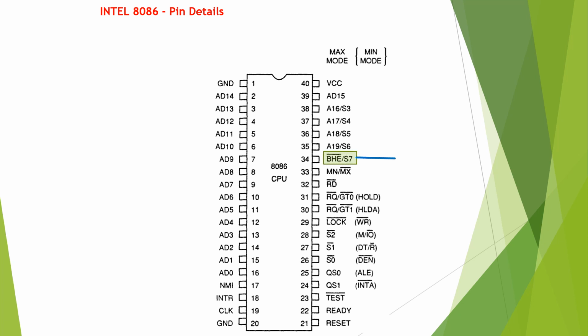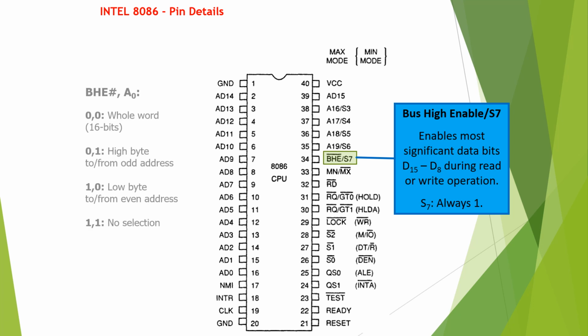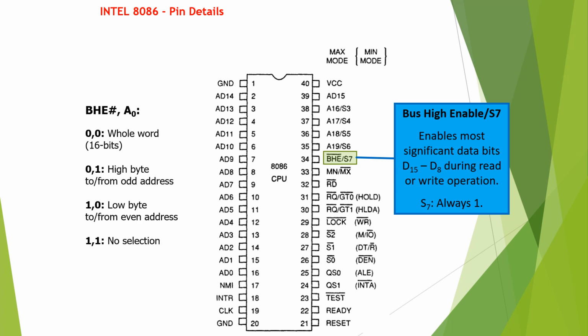The next signal is the bus high enable or the S7 signal. The bus high enable signal is used to indicate the transfer of data over the higher order data bus, that is D8 to D15 of the data bus, and it goes low for the data transfer over D15 to D8. It is used to derive the chip selects of odd address memory bank or the peripherals.